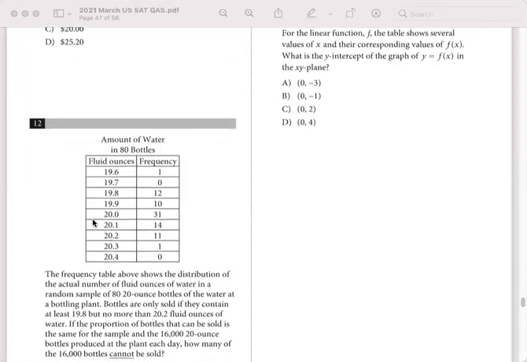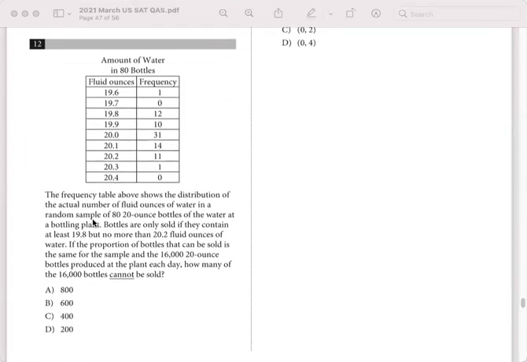Okay, question 12. The frequency table above shows the distribution of the actual number of fluid ounces of water in a random sample of 80 20-ounce bottles. Okay, so there were 20-ounce bottles, and this tells me the actual amount of ounces in those 80 bottles.